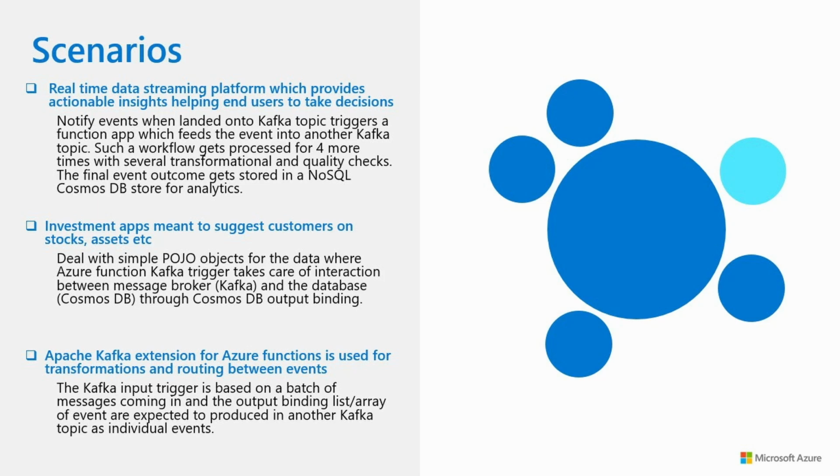As you can see, function apps using the Kafka extension are helping to connect real-time streaming systems to analytical systems for transformations, quality checks, and driving real-time insights. All this is happening in an event-driven and serverless mode powered by Azure Functions.